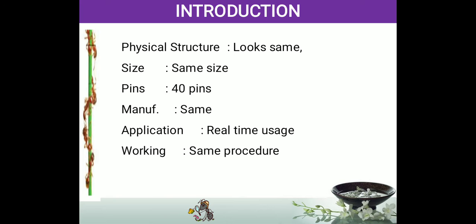If you take the application, the processor is also used for real-time industrial applications, and the controller is also used for real-time industrial applications. If you take a washing machine, there is a controller that controls the entire process. If you take an automatic camera, there is a controller that does all the process. The processor is also used in real-time applications like CNC machines or some PLCs. So both are used for real-time applications.